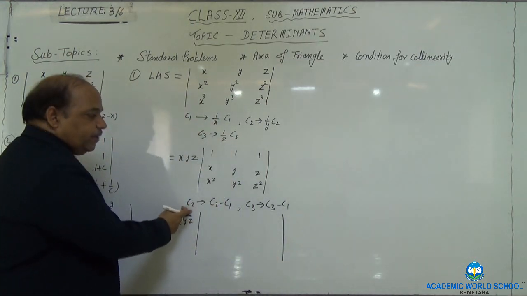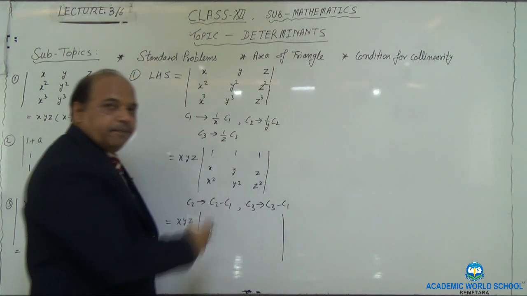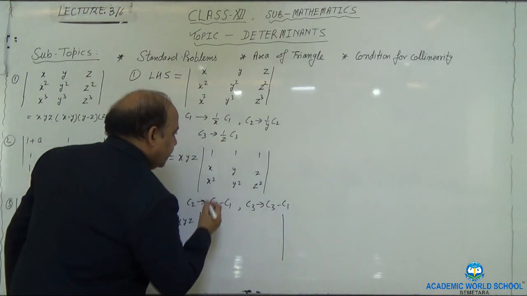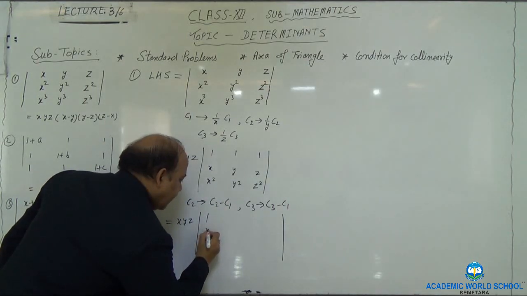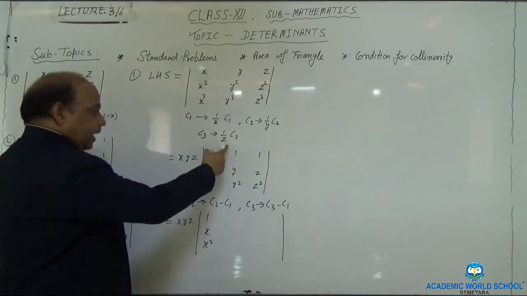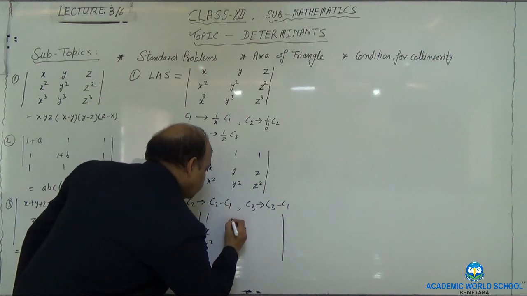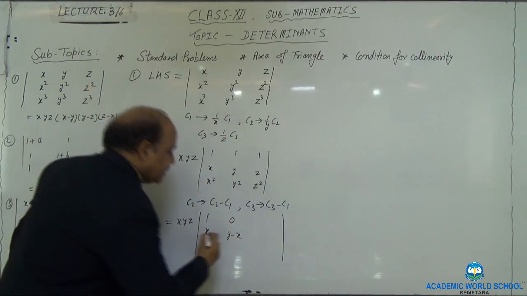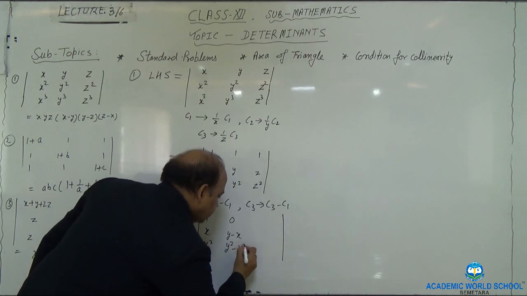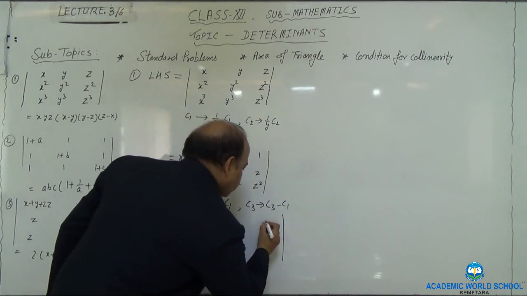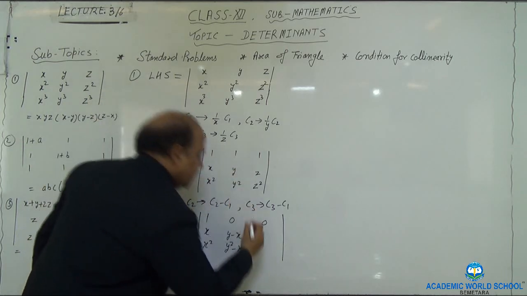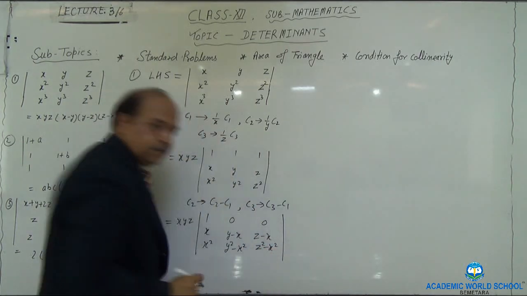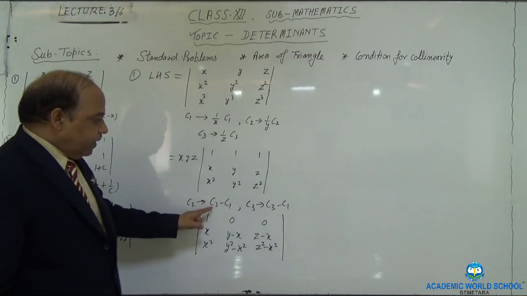So in C2 we are making a change, in C3 we are making a change, no change in C1. So what will happen? It will become 1, x, x square, and this will become 0. This will give you y minus x, y square minus x square. This will give you 0, z minus x, z square minus x square. Understand that? What we have done?